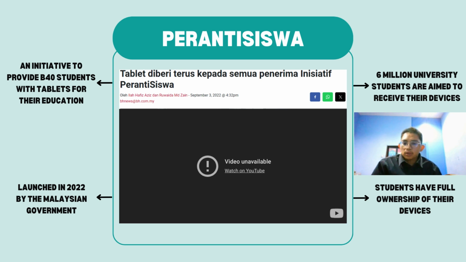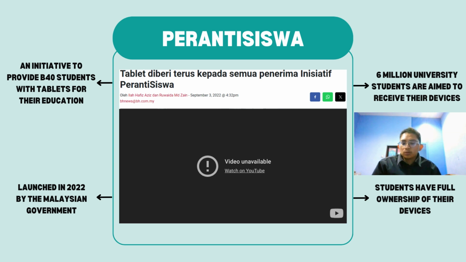Another point is that students have full ownership of their devices. What does full ownership mean? It means that students who are eligible to obtain the tablets will not be entitled to any returns, claims, or refunds if they don't want to use them anymore. The device is theirs for as long as the tablet is functional.